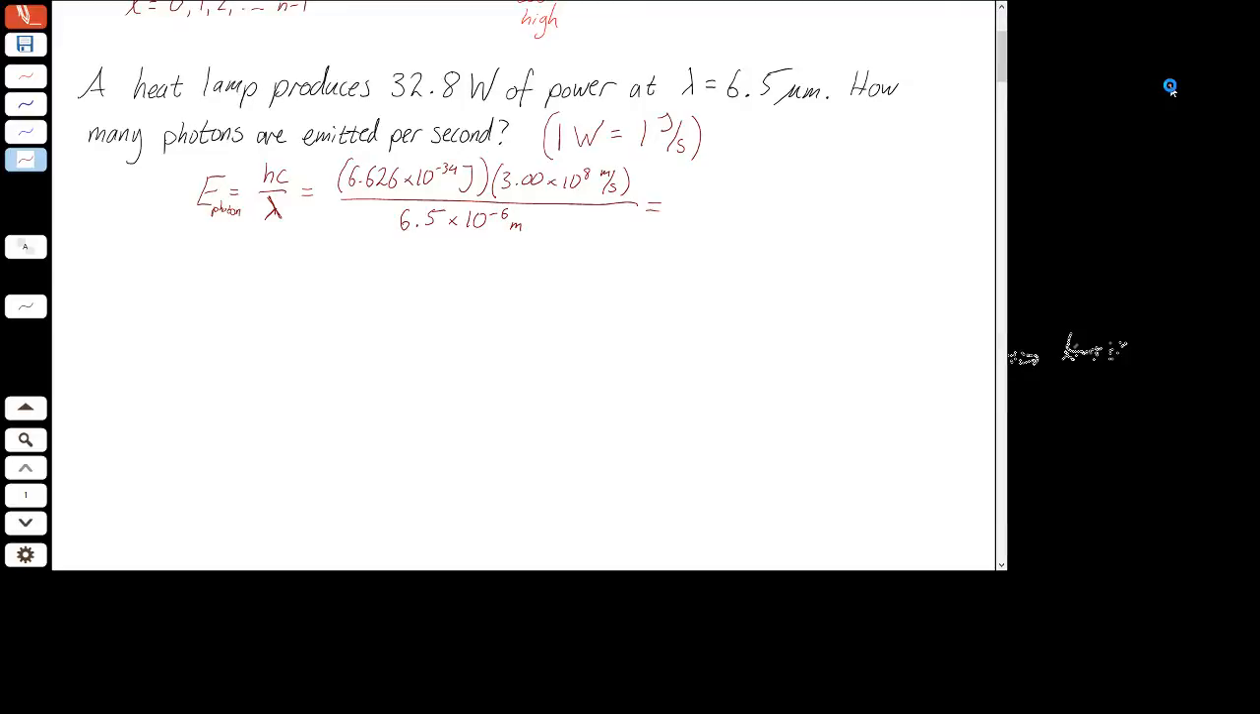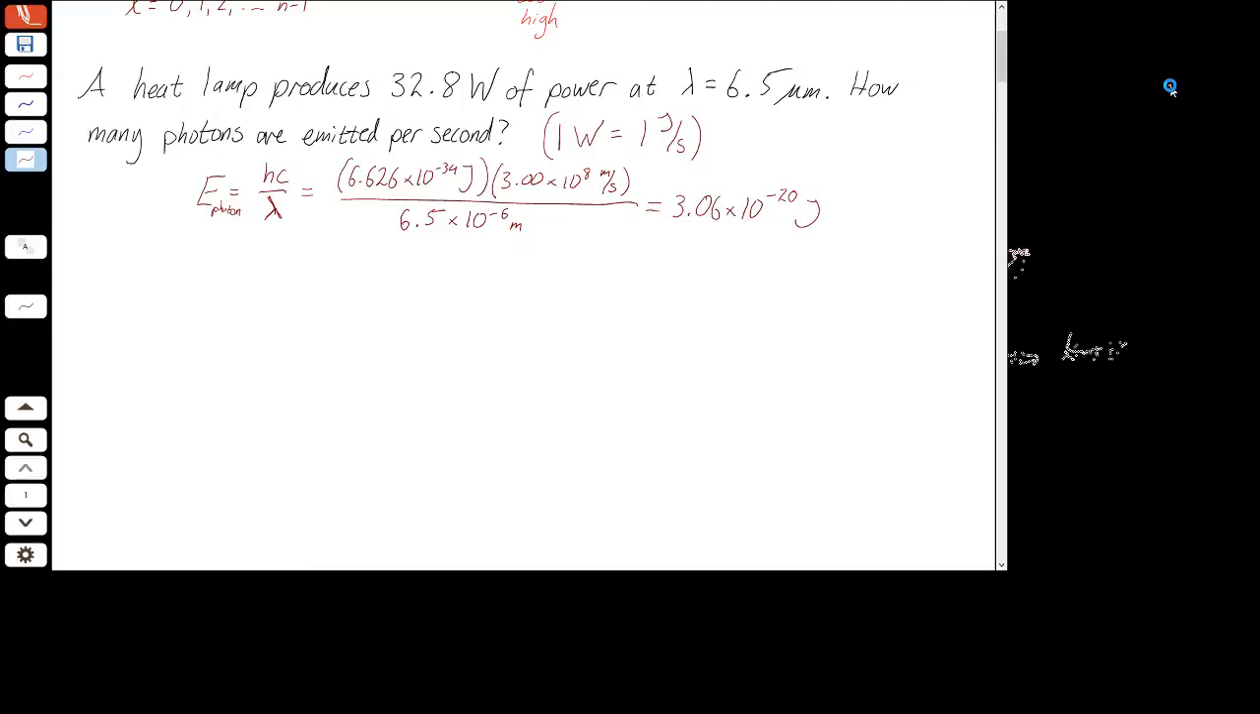Go ahead and calculate along with me just to check. I get 3.06 times 10 to the minus 20, and that is in joules. Anybody else confirm that? Does that work?